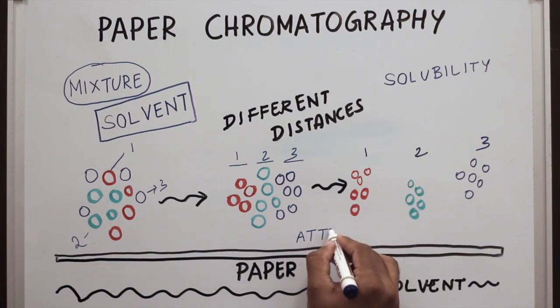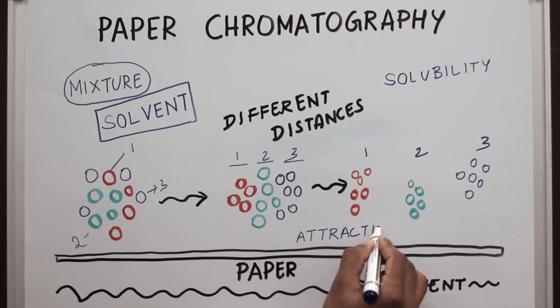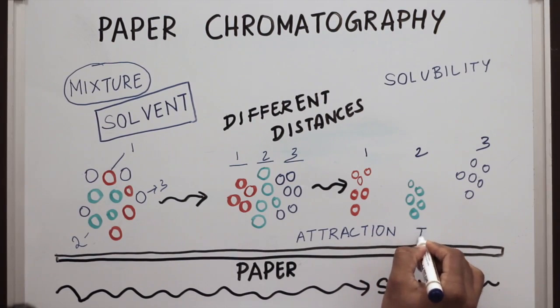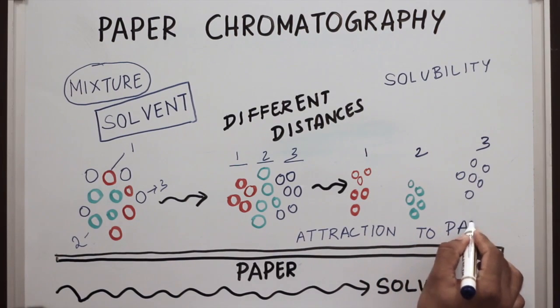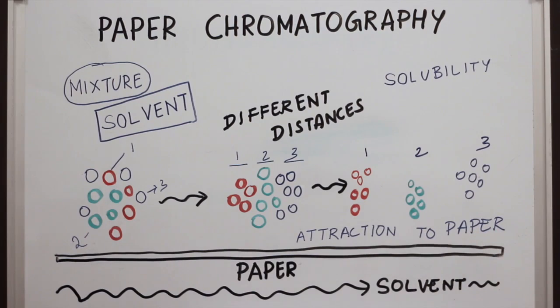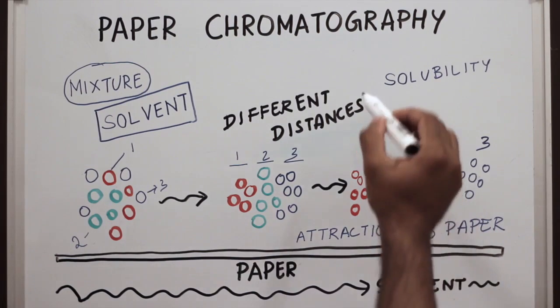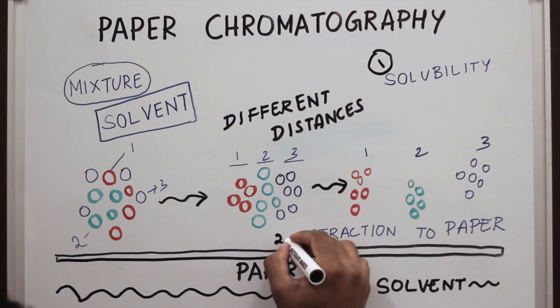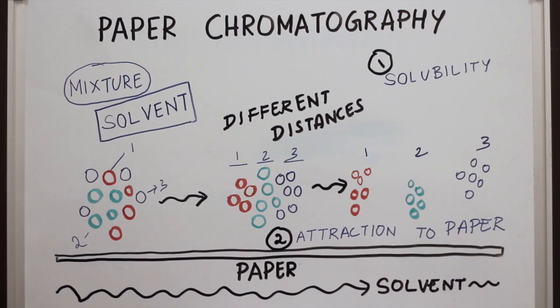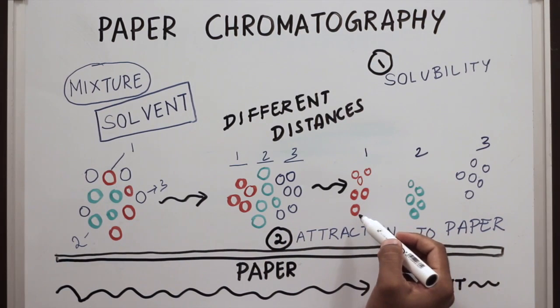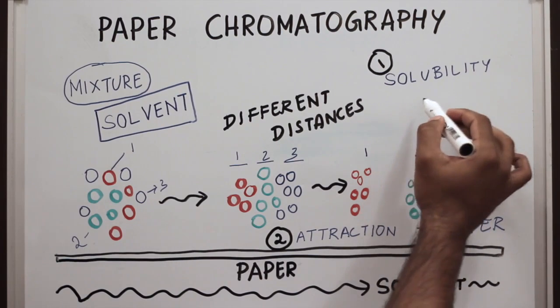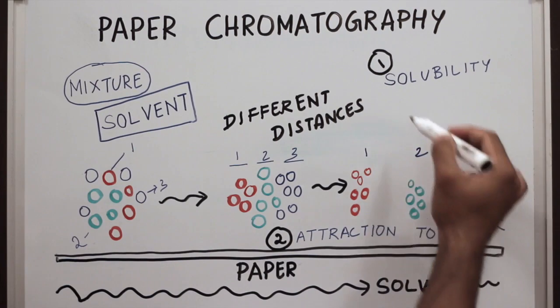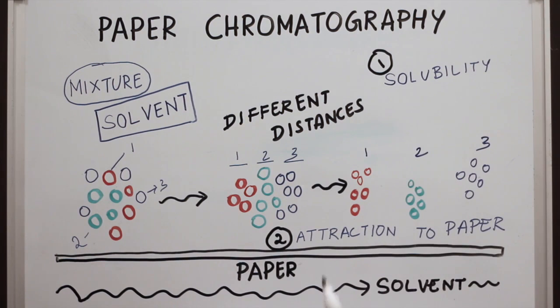The second factor that we consider for the separation is the attraction of the components to the paper. So we have the red ones, which are most attracted, that is why they would stay. And the green ones are less attracted than the red ones. And the third one, the blue ones, are least attracted to the paper. So we have the first factor, solubility, and also the second factor, which is attraction towards the paper. So these are the 2 reasons why the separation of the components takes place on the paper.